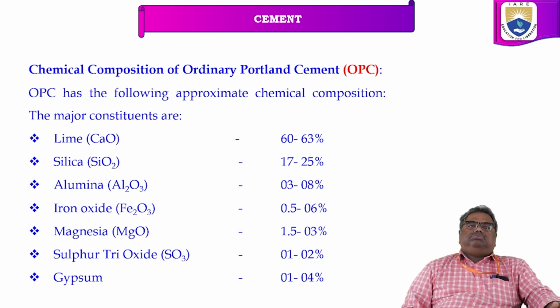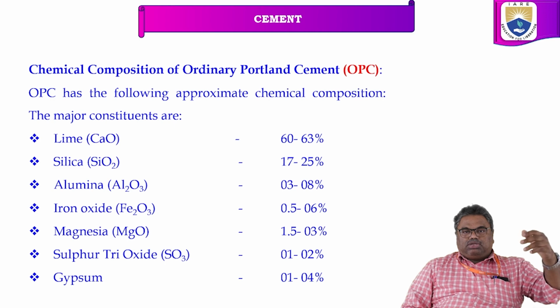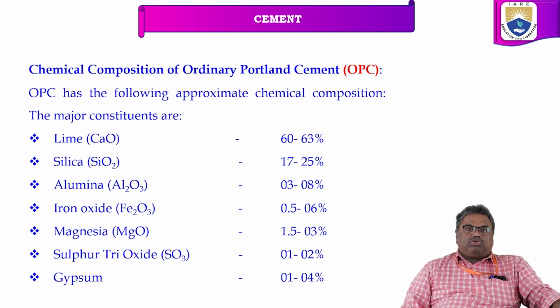Ordinary Portland cement is used in major construction works. Wherever we are using concrete, they will use the ordinary Portland cement of different grades, that is 33, 43, and 53, based on the requirement.